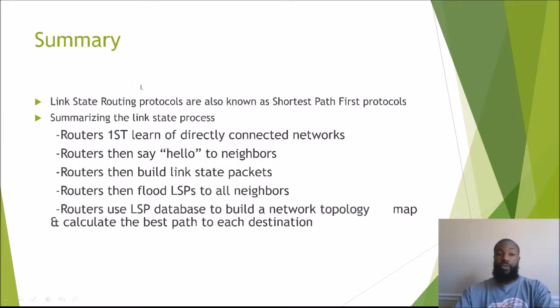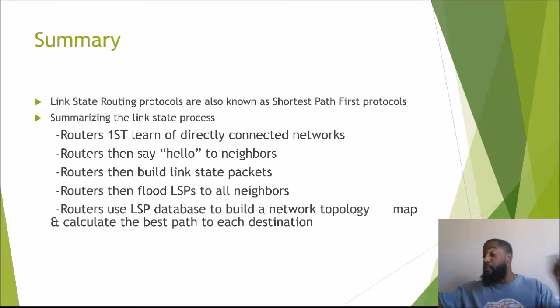Here's a summary. We're just going to race through this real quick so we can keep it under our limit. Link state routing protocols are known as SPF. It's summarizing the link state process. First, they learn about the directly connected networks. They say hello to figure out their neighbors. Then each builds link state packets: this is the bandwidth, here's the weather if you go that way, here's the link state of that. If you go this way, the link is down. Then it builds that packet.